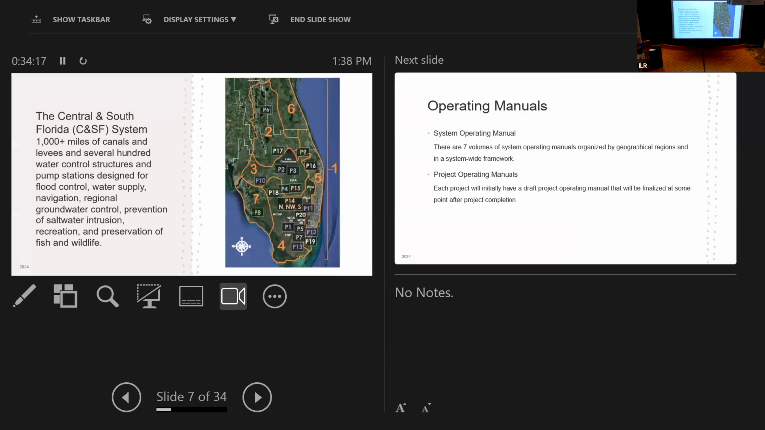So first, the Central and South Florida system. That's the C and SF that I mentioned before. This is 1,000+ miles of canals and levees, pump stations, and all designed mainly, I said, for flood control, but also for water supply and navigation and groundwater and preservation of salt water, trying to keep salt water back. But finally and lastly was considered the preservation of fish and wildlife.